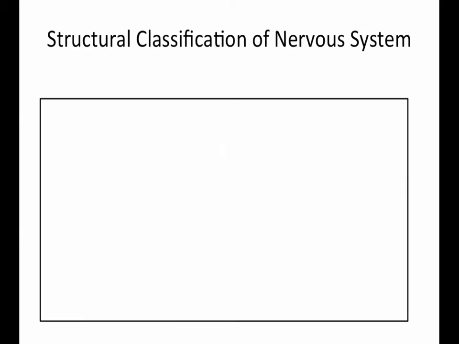Okay, so let's go ahead and get started. In your study guide, I am on the second page, so not that first title page where your name goes, but the second page. Number 1 says structural classification of nervous system. So you should see sort of a flow chart. In the first box, the one at the very top, I'd like you to write the nervous system.